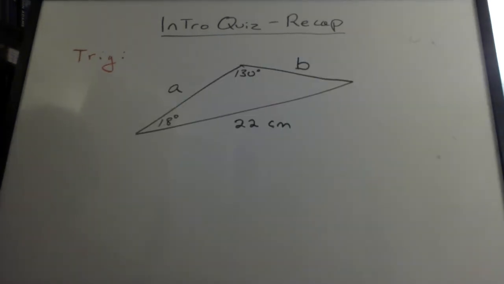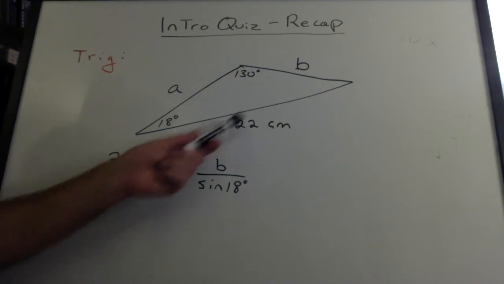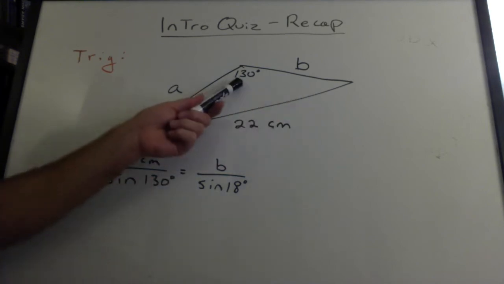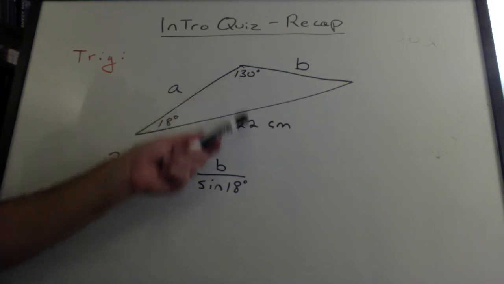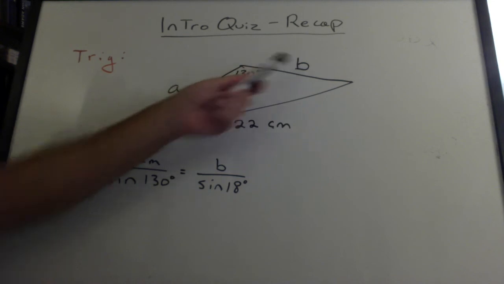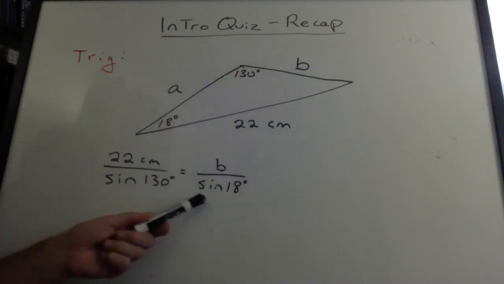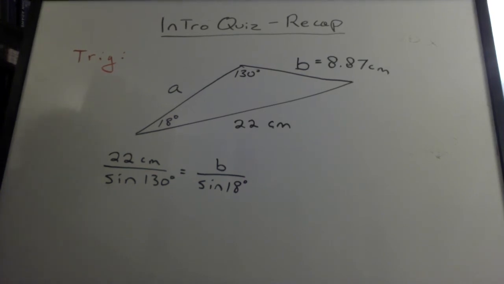Then we had a problem where I expected you to use the law of sines. This is pretty simple. All we're doing is taking the side and dividing by the sine of the angle corresponding with that side, setting it equal to another side divided by the sine of the angle that corresponds to that side. We get 8.87 centimeters for B.